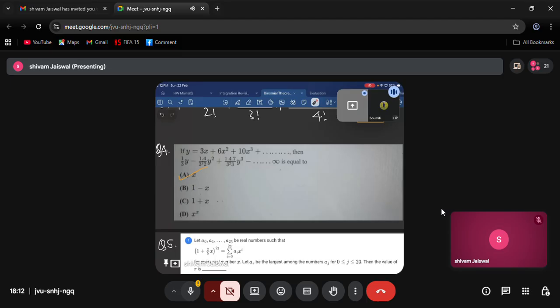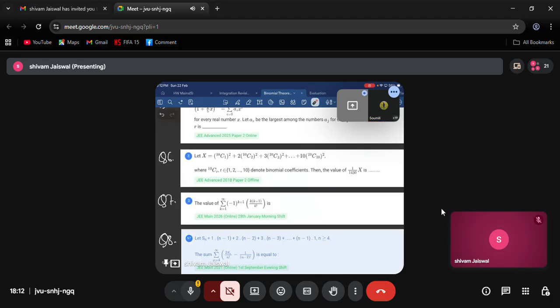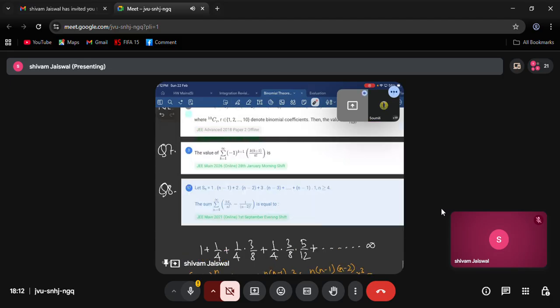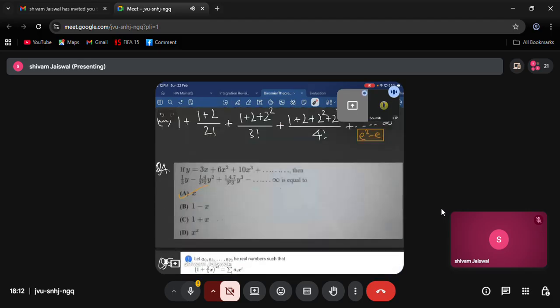Second one you can identify, right? 1 by 3y minus 1 by 3 into 4 by 3 into 2. It's like the series which we have done now, right? It's a binomial series, the second one. But tell me, what about the first one, number 4?